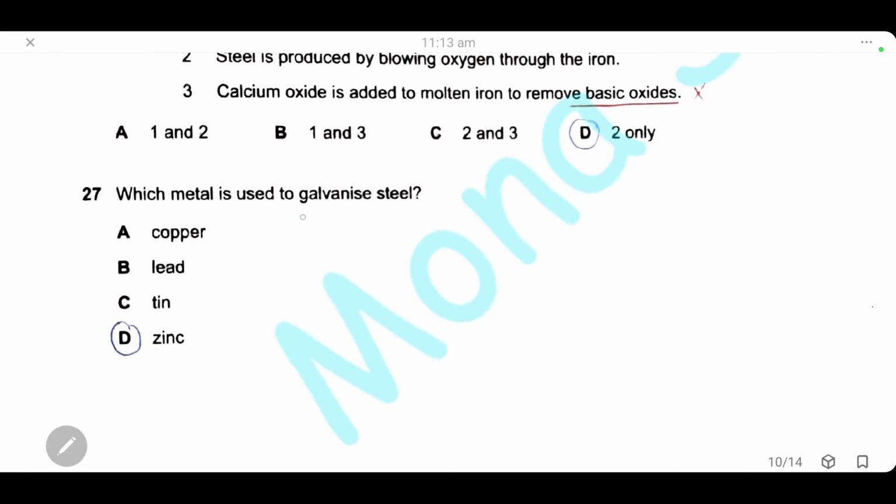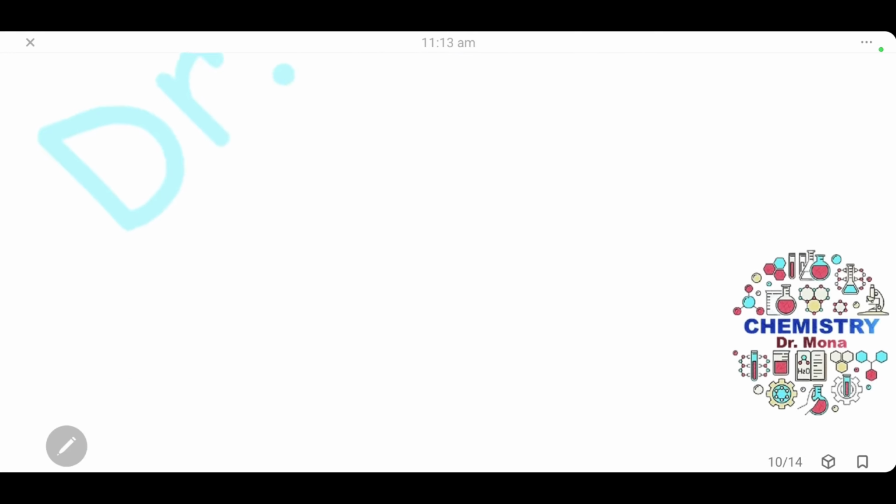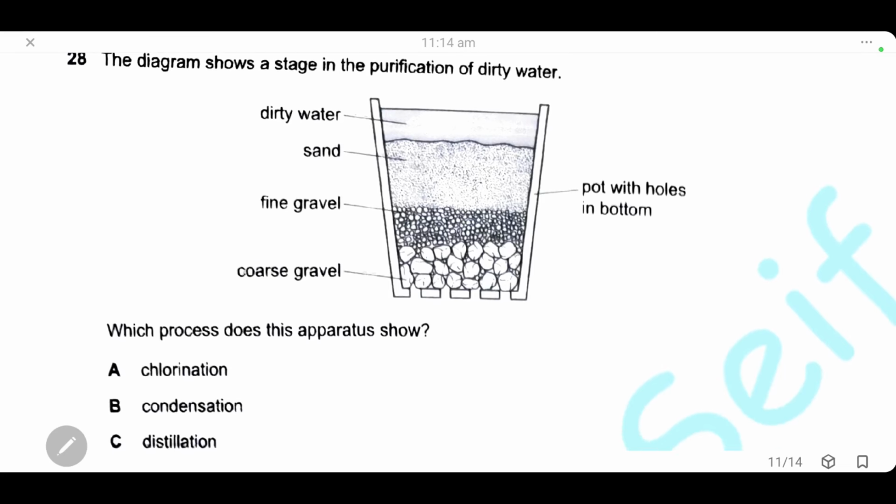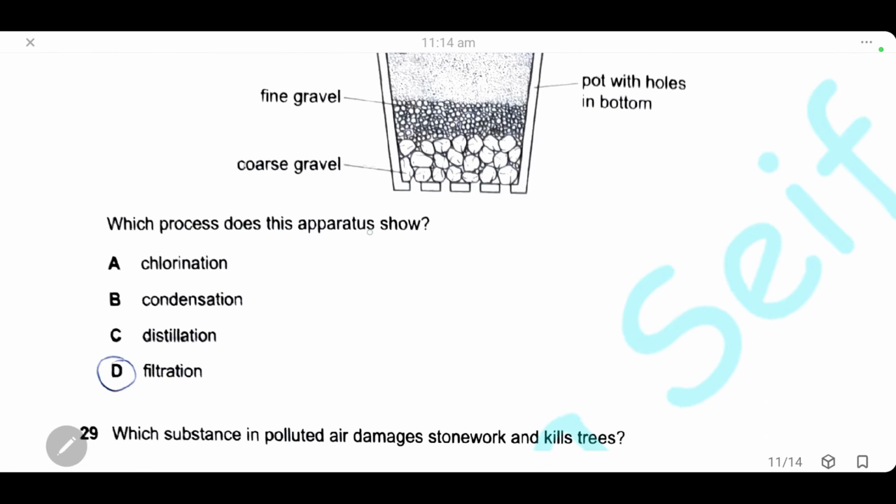27. Which metal is used to galvanize steel? Galvanization is a process done using the metal zinc, so the answer will be D. 28. The diagram shows the stages of purification of dirty water. We have layers of sand, fine gravel, then coarse gravel. This process, of course, is used to remove large particles from water, so this process is filtration.